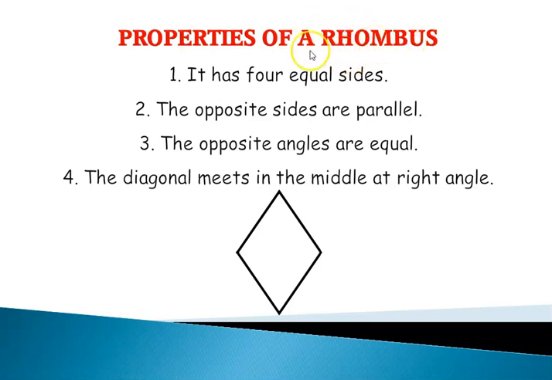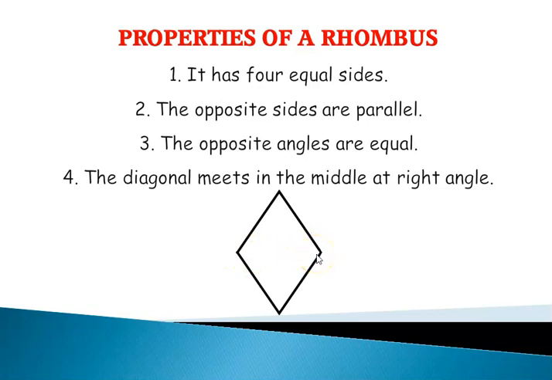So let's look at the properties of a rhombus. It has 4 equal sides. You can see these sides are equal. The opposite sides are parallel. These are the opposite sides. These sides and these sides, they're parallel. This side and this side, they're parallel. And then the opposite angles are equal. So this angle and this angle are equal. This angle and this angle are equal.